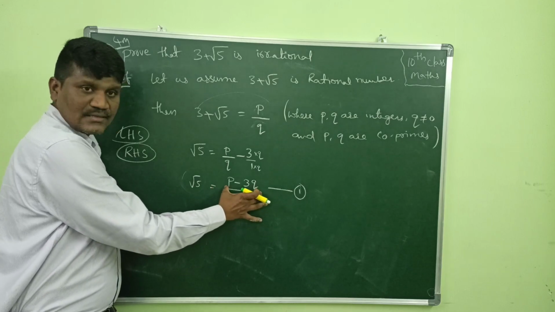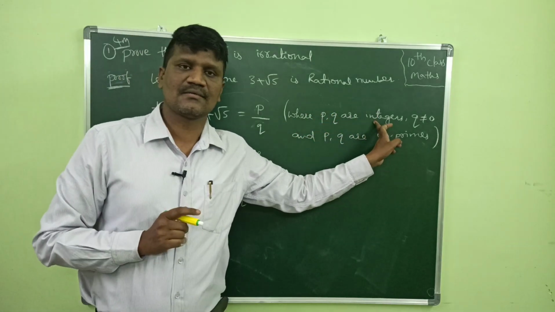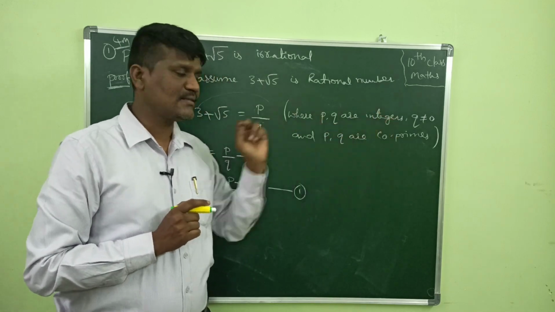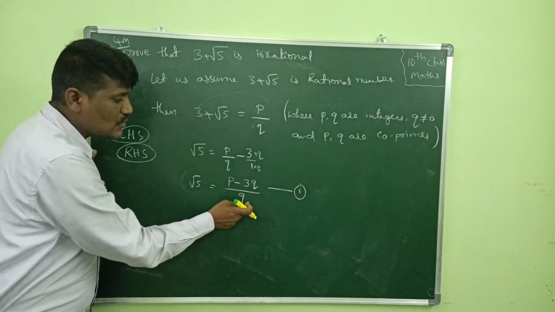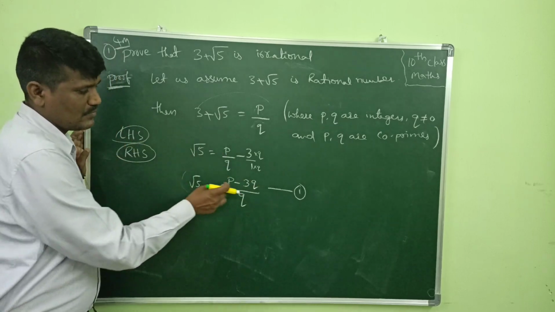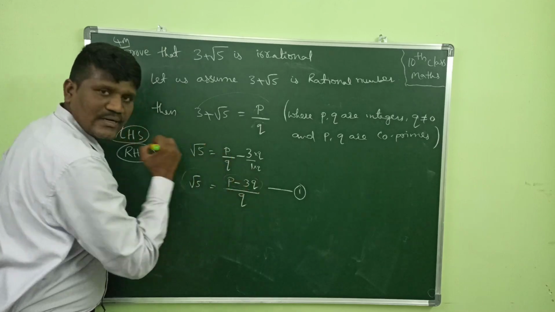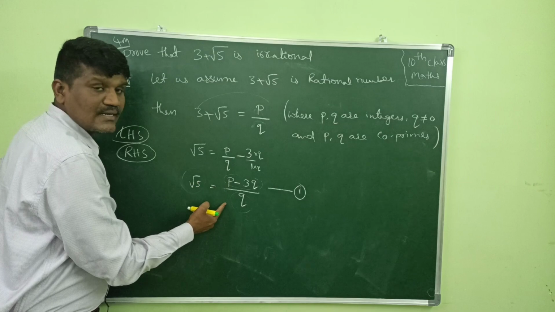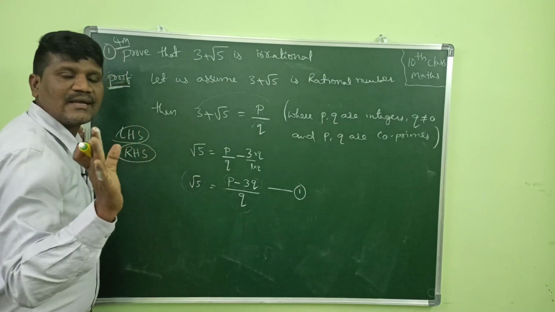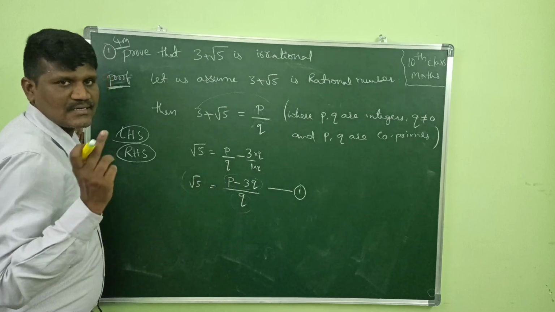In RHS, we know that p comma q are integers. If p comma q are integers, then p minus 3q is also an integer. The numerator is an integer, and q is anyway an integer. So integer by integer will be a rational number.